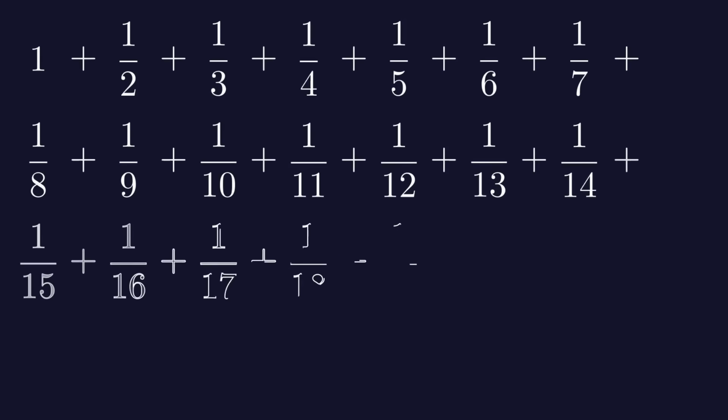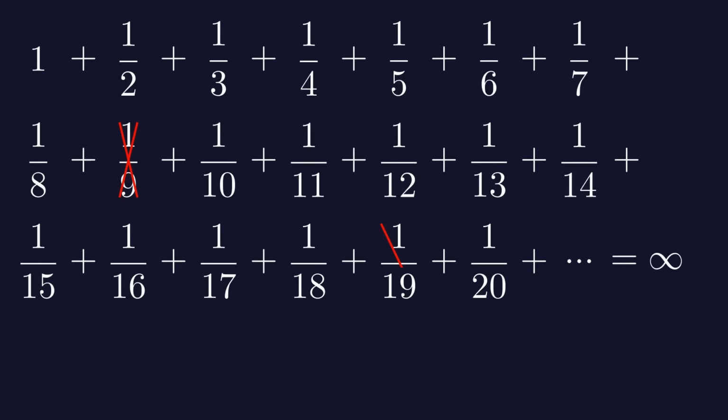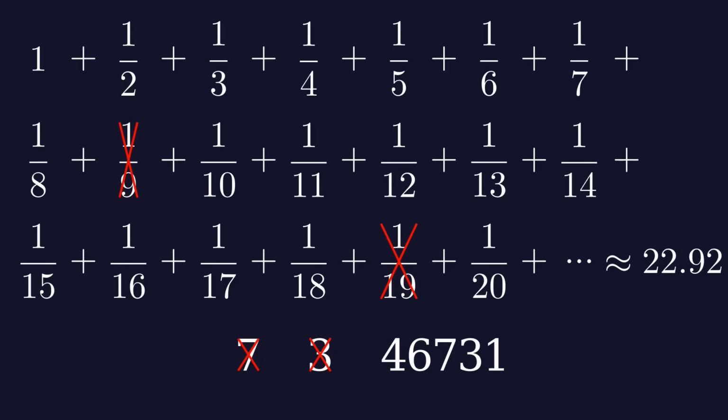Now let's remove every term that contains at least 1 nine from the sequence. Although the sequence still has an infinite number of terms, it no longer diverges to infinity. Instead, it converges to a finite limit, which is approximately 22.92. This would also occur if we remove terms containing the digit 7 or 3, or any other digit, or even if we remove terms that contain a specific sequence of numbers.